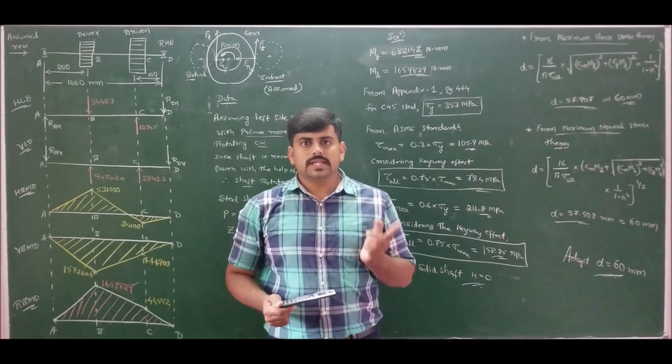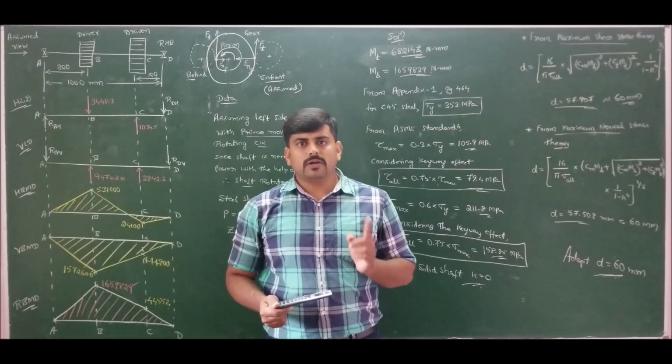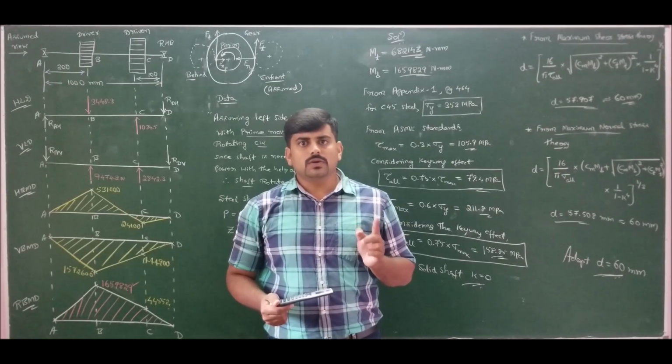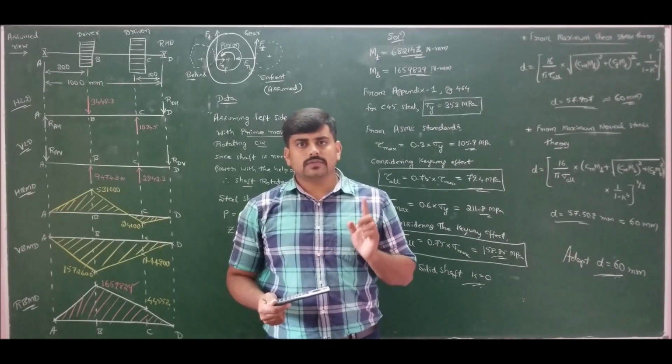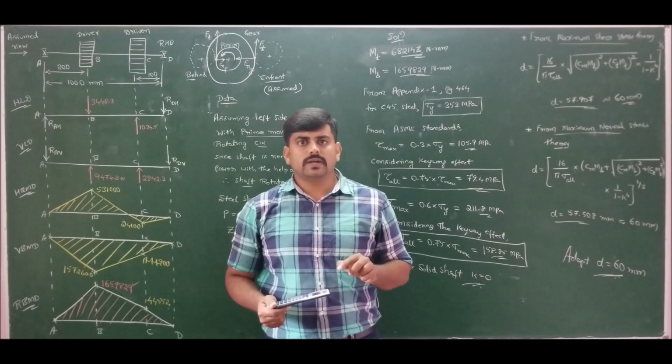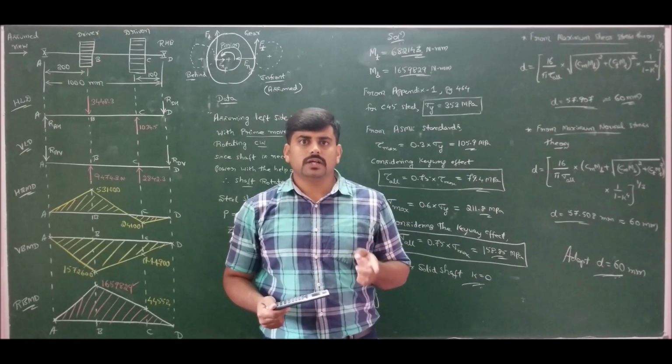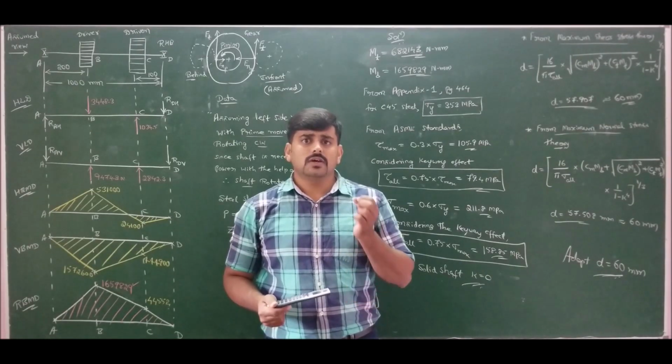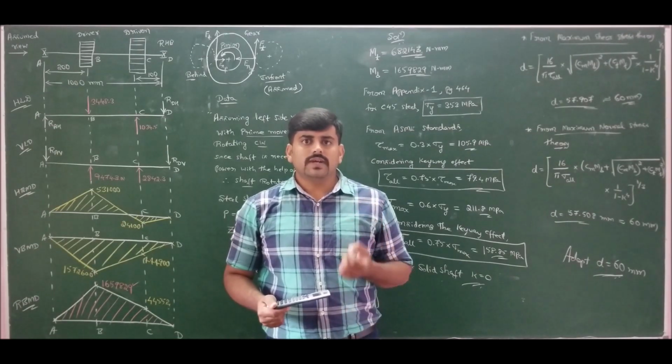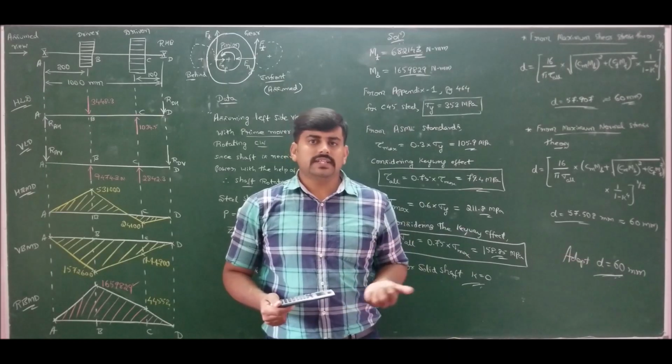For a pulley we have three equations. Mt is equal to 9.55 into 10 to the power of 6 into P by N. Second equation is Mt is equal to (T1 minus T2) into radius of the pulley. Third equation is the ratio of belt tensions, T1 by T2 is equal to e power mu theta. You should use these three equations, find the forces, then find the bending moment, then find the diameter.